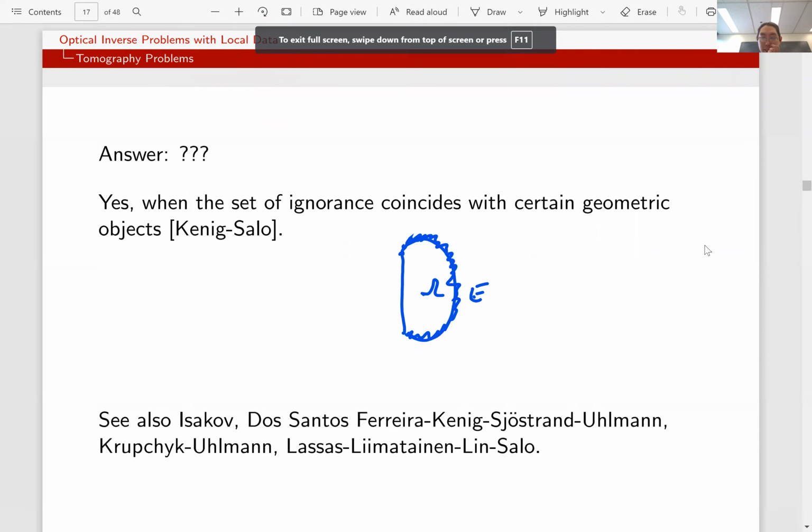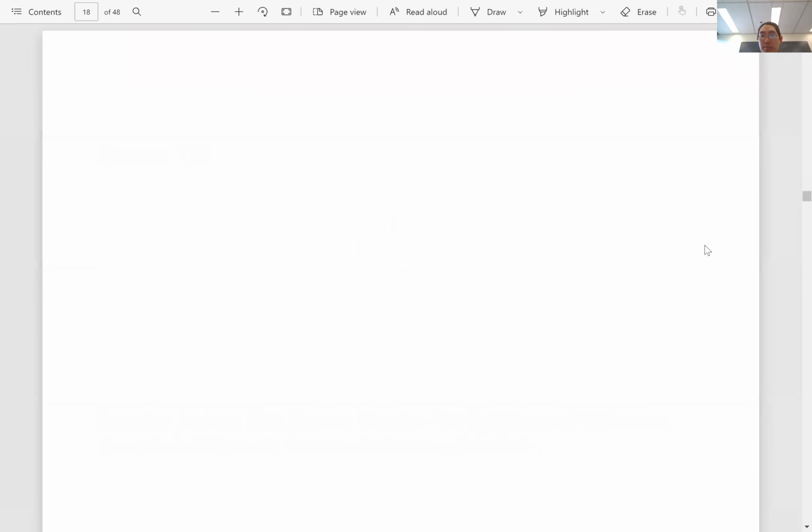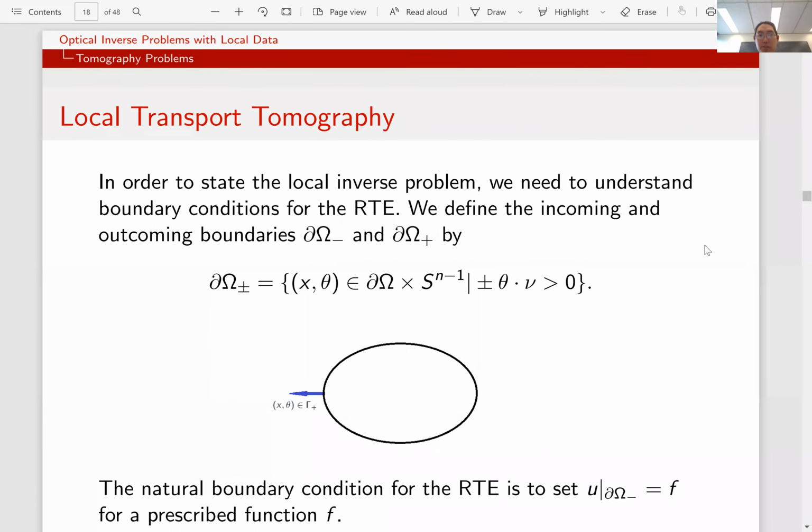So that's the status of the tomography problem in the diffusion model. And now let's think a little bit about what it looks like in the transport case. To state the local inverse problem in the transport case, we need to begin by understanding the boundary conditions for the RTE. So you define these things called the incoming and outgoing boundaries, ∂Ω₋ and ∂Ω₊, by basically saying, let's think about ∂Ω₊ here, since it's the one pictured. ∂Ω₊ is the set of pairs (x, θ) where x lies on the boundary and θ is a direction, where θ dot the normal vector is greater than 0. Right?